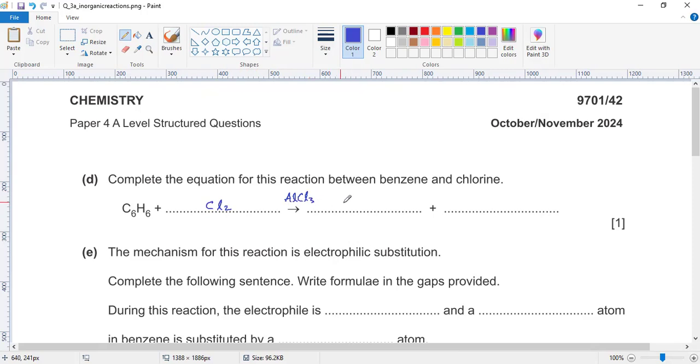And the product would be C6H5Cl, that is chlorobenzene. And along with this, HCl is formed. So this is part D of this question. And now proceed to the next question.